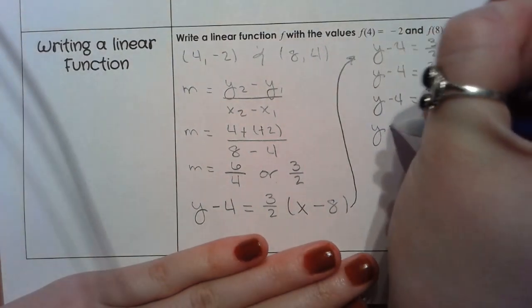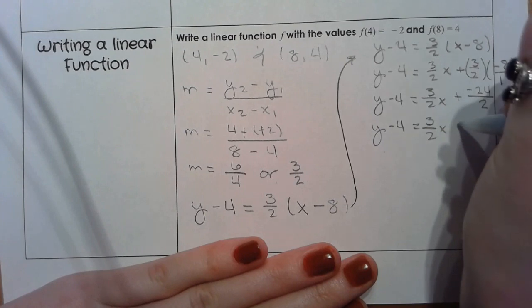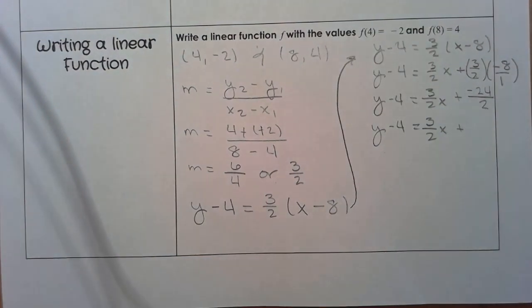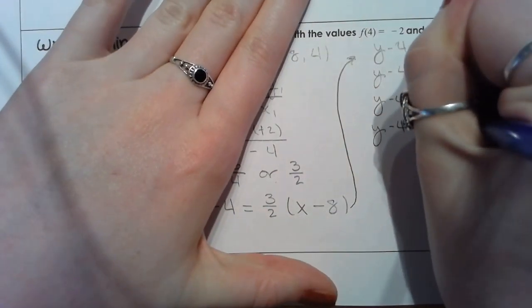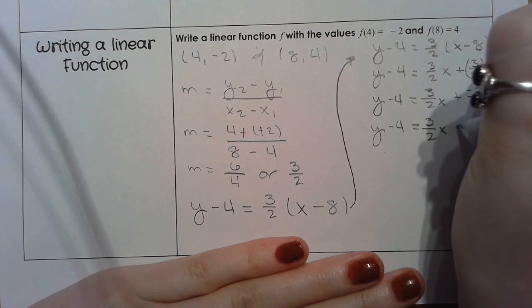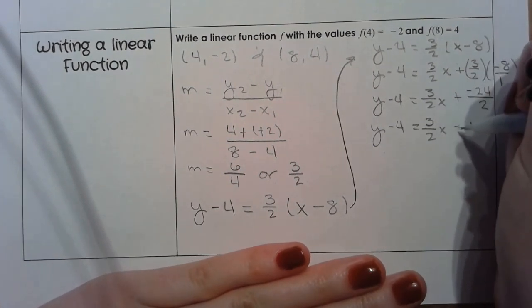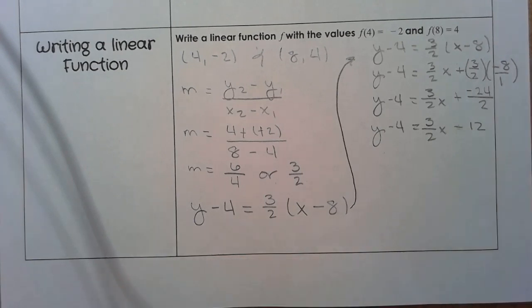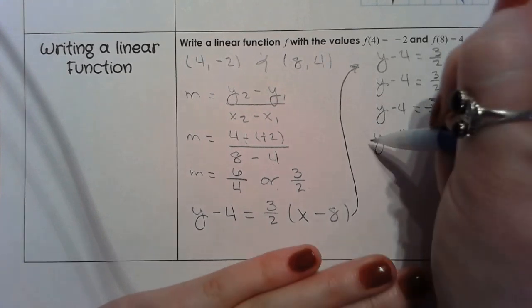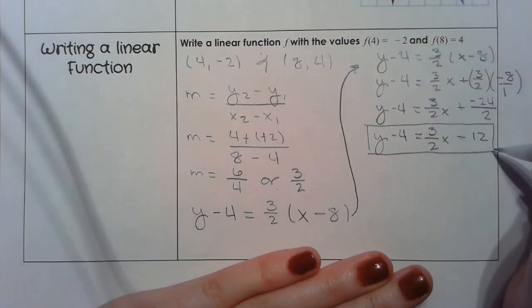So I'm just going to keep rewriting everything here because I'm not changing anything here. And then -24 divided by 2 is going to give me -12, so I'm just going to write minus 12. You could also write plus -12. That's the same thing as writing minus 12. All right, and that is your final equation.